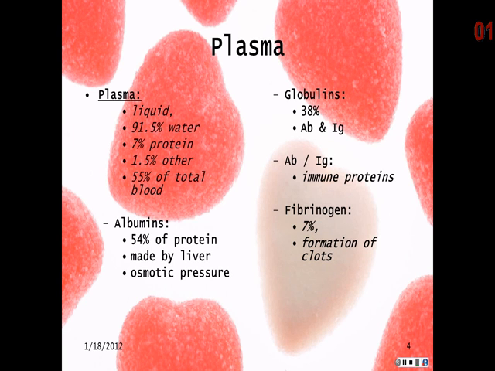Of the protein in the plasma, 54% is albumin made by the liver to help control osmotic pressure. The globulins are 38% of the protein and consist of antibodies and immunoglobulins, which are immune proteins. Fibrinogen is 7% of the protein and is used in forming clots.